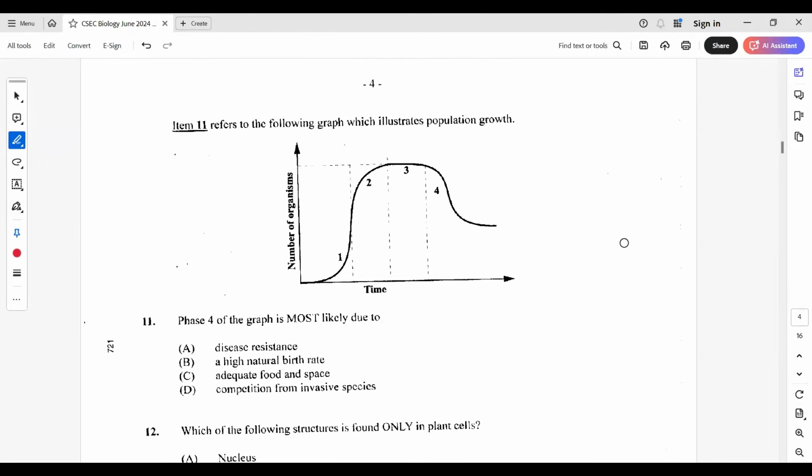Question 11. We have this graph which illustrates population growth, and it's divided into 4 sections. Phase 4 of the graph is most likely due to the population dying out. For some reason, the number of organisms is decreasing, and that's because of competition from invasive species.